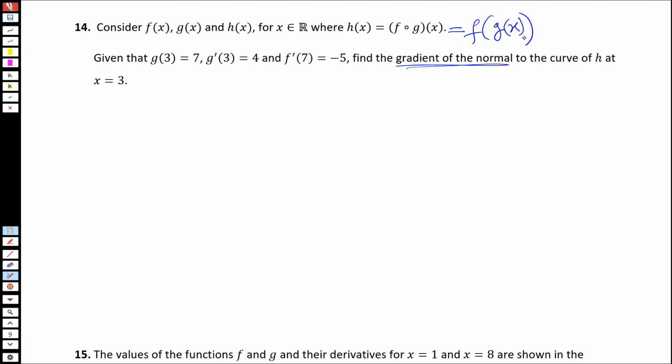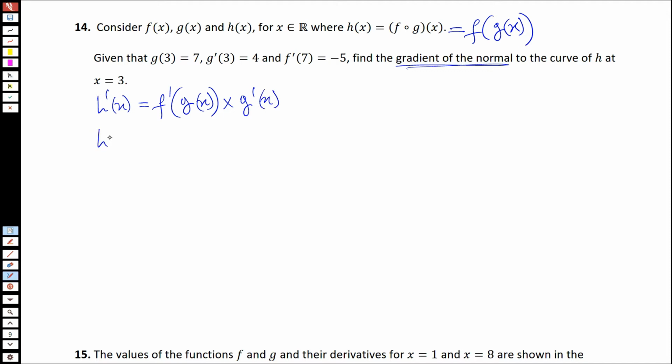Now, this is a composite function, which implies that if we want to find the gradient function, or the gradient of this curve at x equals 3, then we have to apply chain rule. So h dash x will be equal to, when you apply chain rule, you first of all find the derivative of the outside multiplied by the derivative of the inside.